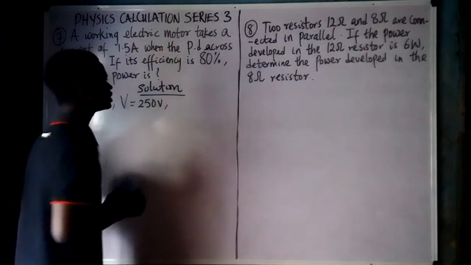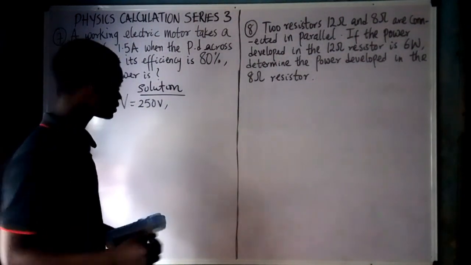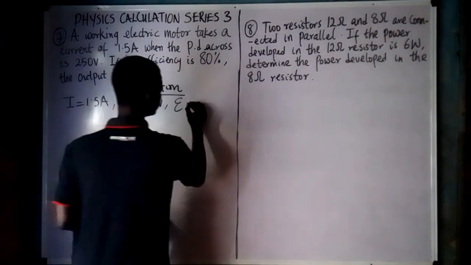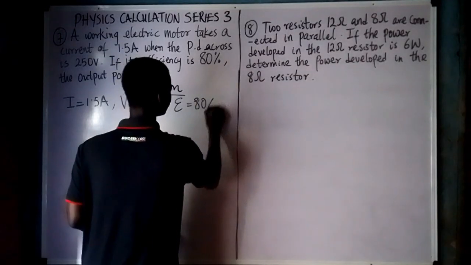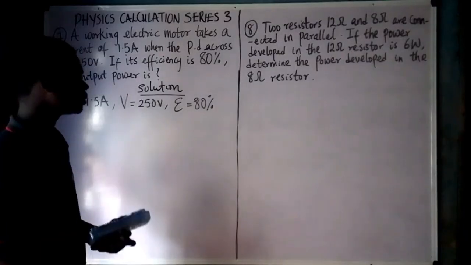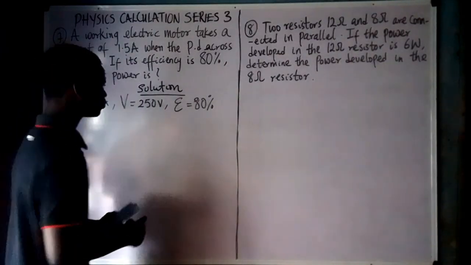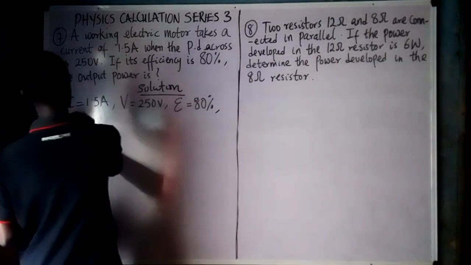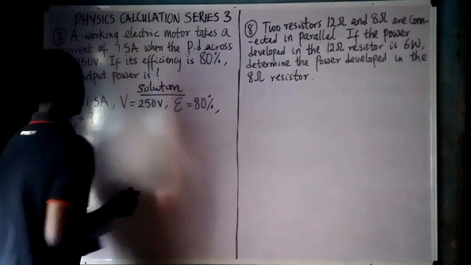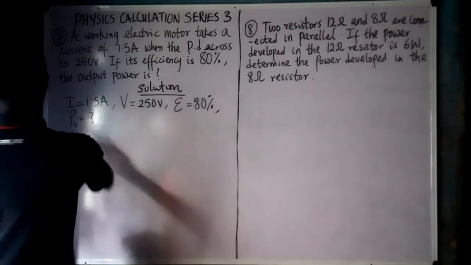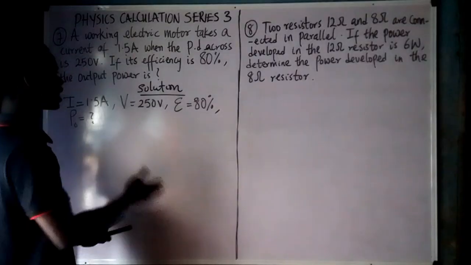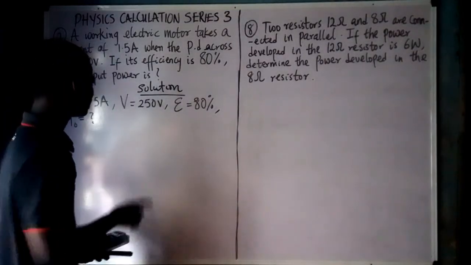Now what else did they say? They said if its efficiency, so we're given efficiency, right? They said efficiency is 80%. They said if the efficiency is 80%, the output power, so let's just say output power will be given as P subscript O, is unknown, where P subscript O stands for output power. Output power is unknown in this very question. So guys, this is all we are given, and we are asked to find output power.